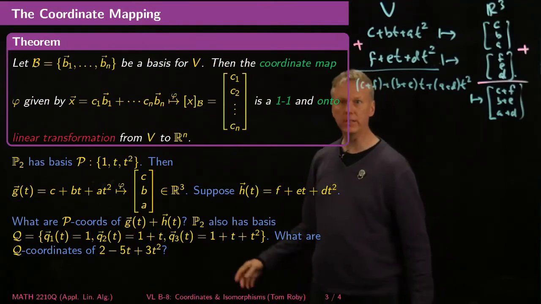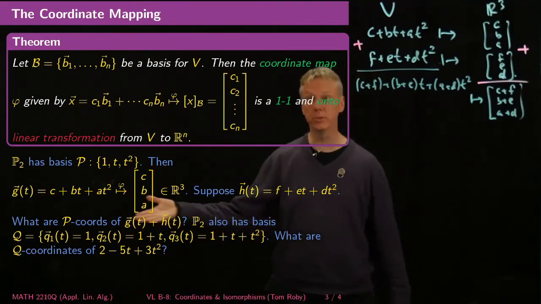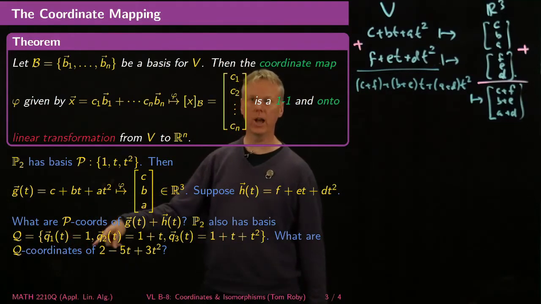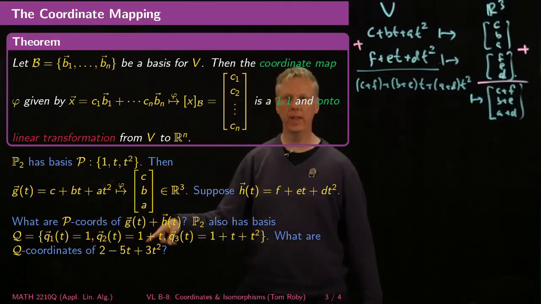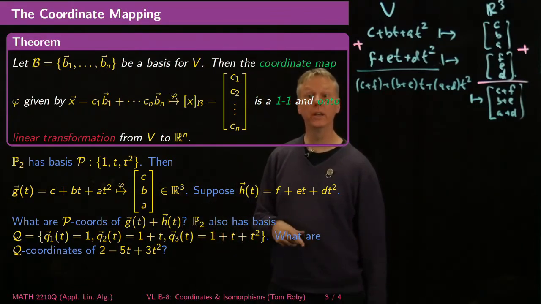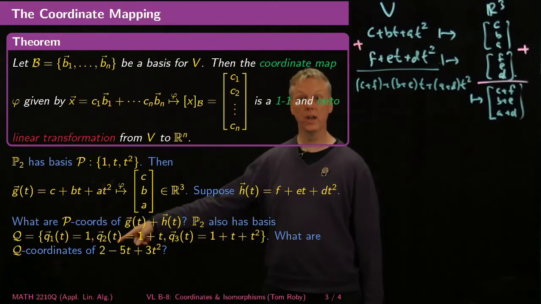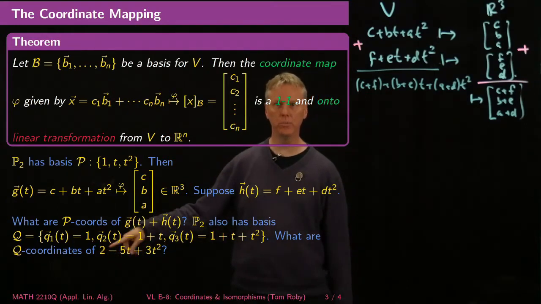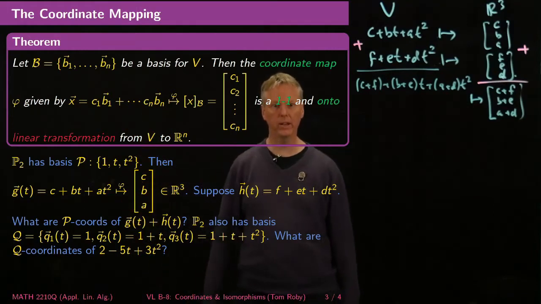Now, it's interesting to note that P2 has a different basis, which I'll call Q. Namely, Q1 of t is just the constant polynomial 1, and then Q2 could be 1 plus t, and the third one, Q3, could be 1 plus t squared. And I could say, well, what are the Q-coordinates of this thing? The P-coordinates of this are just 2, minus 5, 3, that column.